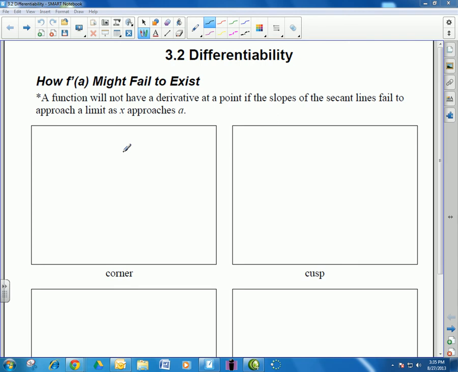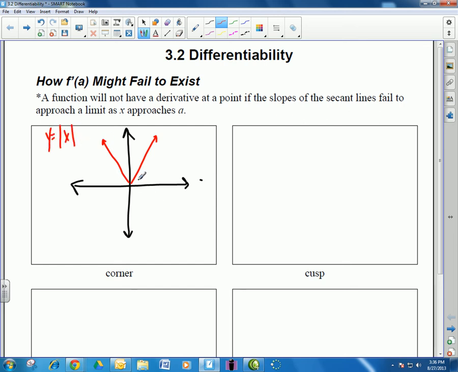Anyway, so if we look at these different ways that it can fail to exist. Number one, it can fail to exist at what's called a corner. So with a corner, a common function for a corner is an absolute value. So right here we have a sketch of y equals the absolute value of x, and right here's your corner. Right there, that's your corner.